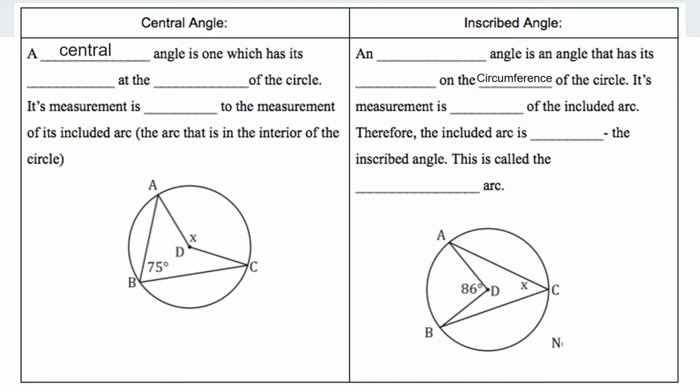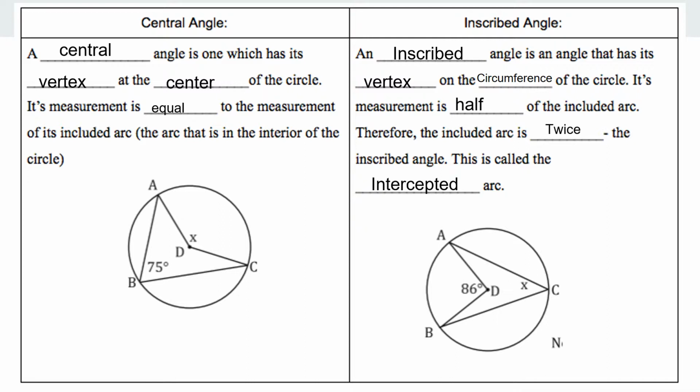So a central angle is one that has its vertex at the center of the circle. Its measurement is equal to the measurement of its included arc. An inscribed angle is an angle that has its vertex on the circumference of the circle. Its measurement is half of the included arc. Therefore, the included arc is twice the inscribed angle. This is called the intercepted arc.